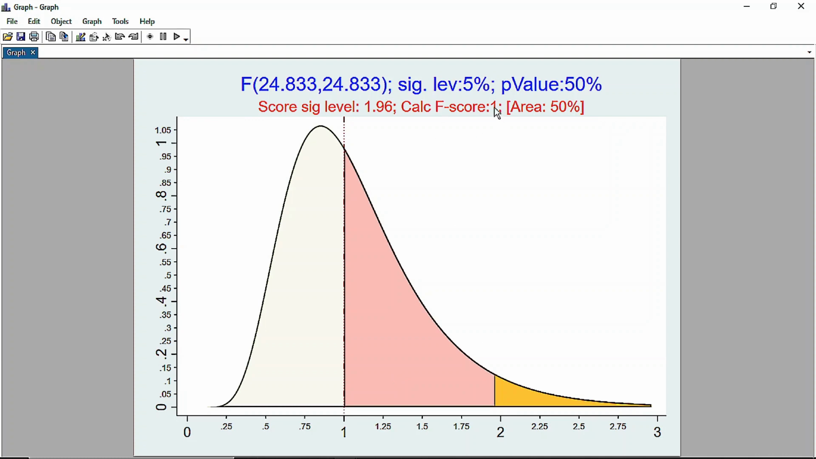Now our calculated score is exactly 1. So towards the right of it we are getting 50% of the area, and towards the left of it we are going to get 50% of the area. Now graphically it is very clear we are not able to surpass this threshold set by the significance level, so we fail to reject the null. We have entered into the area of the null hypothesis, so that is why we fail to reject the null, and we conclude that F score or X is equal to 1.